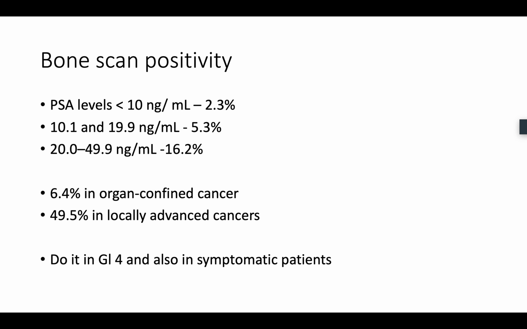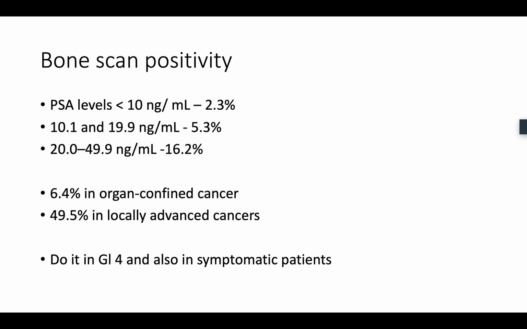Well done. So I just want to add only one thing. You are absolutely right, the bone scan is more often positive when the PSA is more than 20. If you want to put numbers there, for a PSA of less than 10, the chance of bone scan positivity is around 2%. Between 10 and 20, it is 5%, and more than 20, it is 16%.